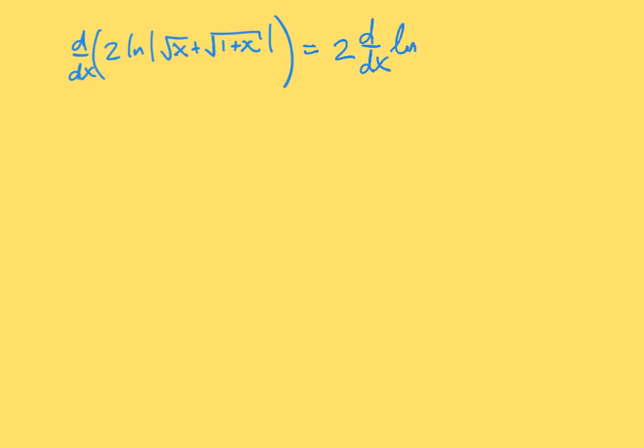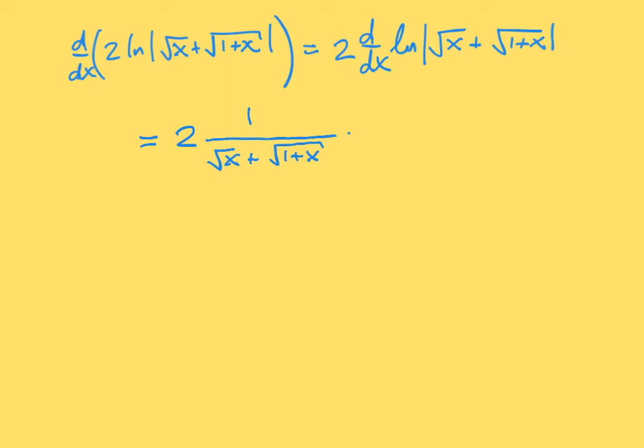So we're going to be looking at the derivative of this argument. Now, what we have here is a function, the logarithm of a function which is the sum of these two roots. So we're going to have to use the chain rule. So what we will do is we are going to get 2 times 1 over the argument, because when you differentiate a logarithm, you get 1 over that argument. So that's root x plus root of 1 plus x.